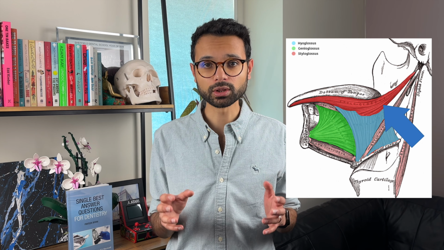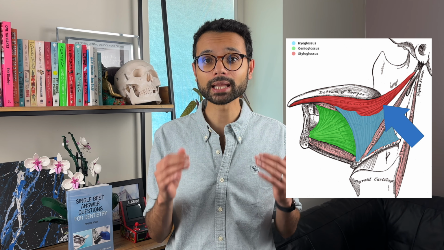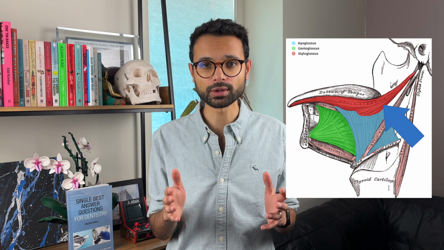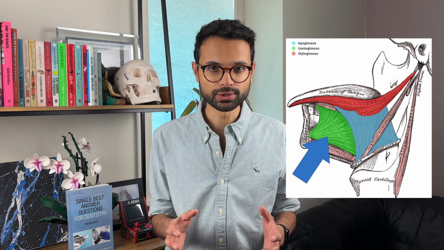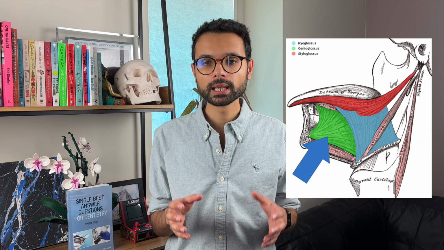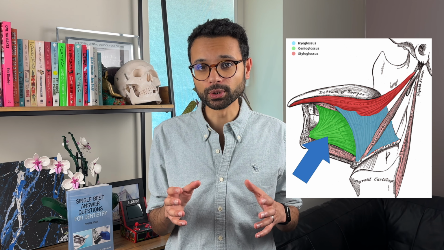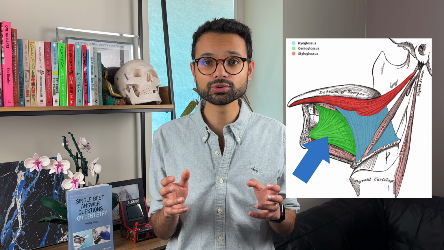We then have styloglossus. Styloglossus originates from the styloid process and inserts into the lateral aspects of the tongue, similar to hyoglossus. Styloglossus helps to retract and elevate the tongue. Next, we have genioglossus. Genioglossus originates from the genial tubercles of the mandible. It then inserts into the hyoid bone as well as the entire body of the tongue. Genioglossus helps to protrude and depress the tongue.